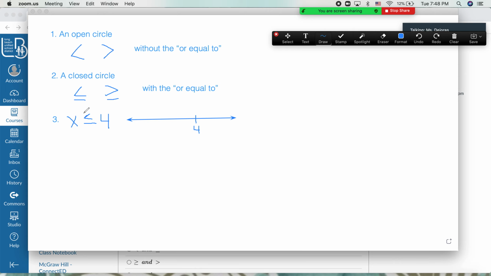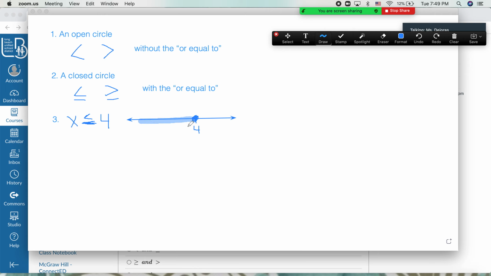Now looking at our inequality symbol, this says less than or equal to. This or equal to part at the bottom of our symbol, that's what's going to tell us that we're using a closed circle. Remember, we're using a closed circle whenever we have that or equal to part. So I'm going to draw a closed circle on 4. And because I want the numbers less than or equal to 4, I want to shade all the numbers less than or equal to 4. So I'm going to shade to the left.